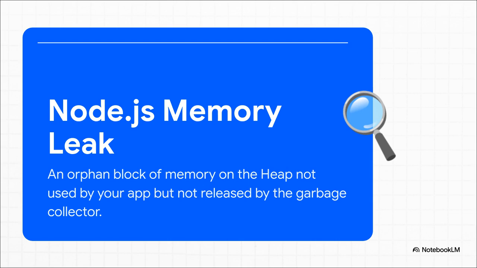A memory leak in Node.js is basically a chunk of memory that your app used for something, but then it forgot to clean up after itself and give it back. Think of it like a very slow, silent flood. These little forgotten blocks of memory just start to pile up, consuming more and more RAM until eventually there's none left and the app just dies.